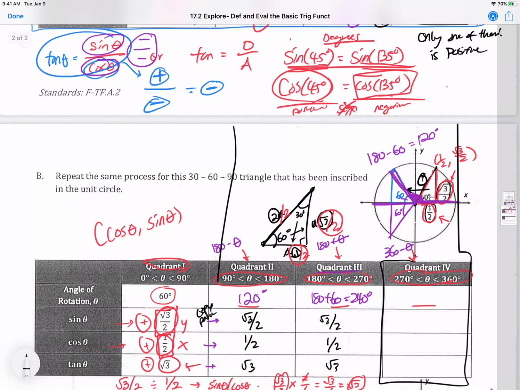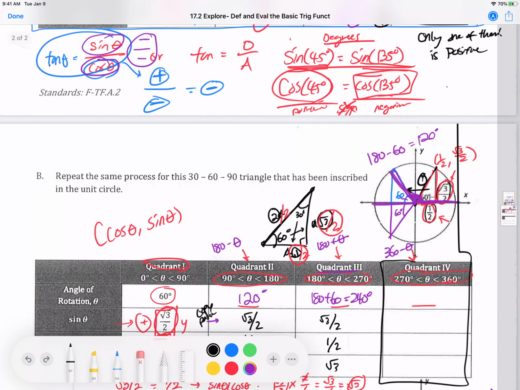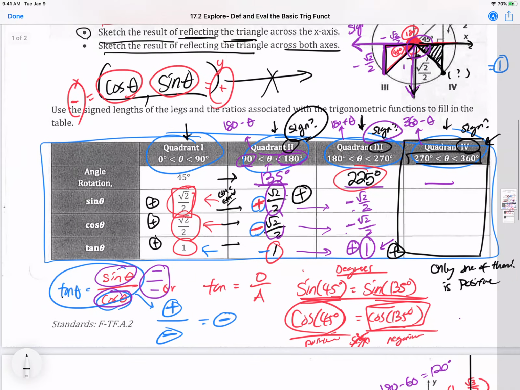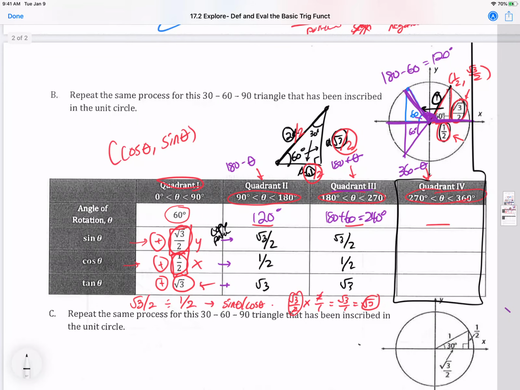Only thing that's positive in the second quadrant is sine. The rest of it is negative. Only thing that's positive in the third quadrant is tangent. The rest of it is negative. So I can apply the same rule here. It doesn't change. So quadrant 2 would be positive only for the sine. The rest of it would be negative. Quadrant 3, only tangent is positive. That means the rest of it is negative.